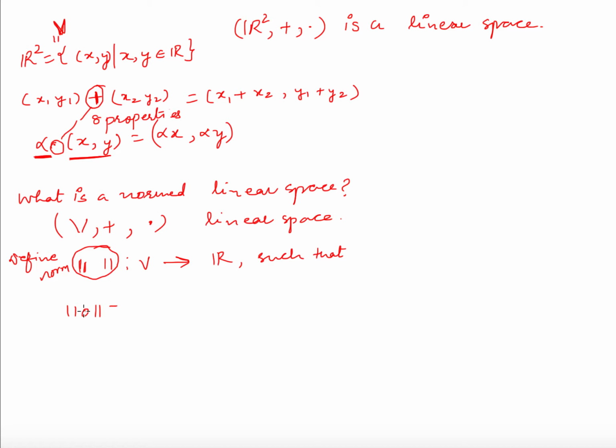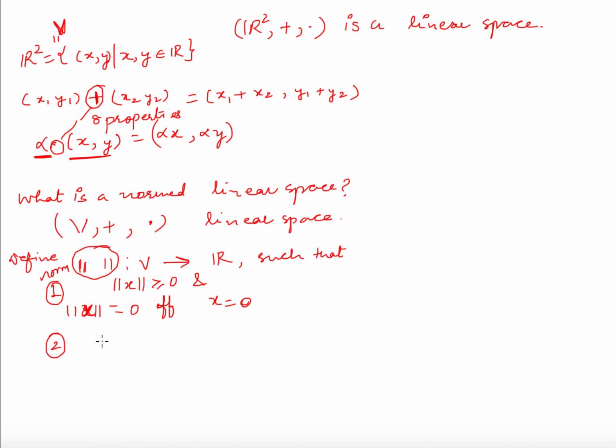Norm of x for any element should be zero if and only if that element is zero. Basically, we have this thing that norm of x is greater than or equal to 0 and it is 0 if and only if that element is 0. That is the first property.